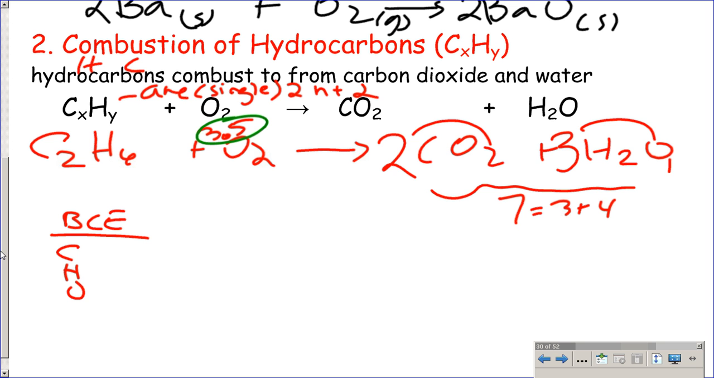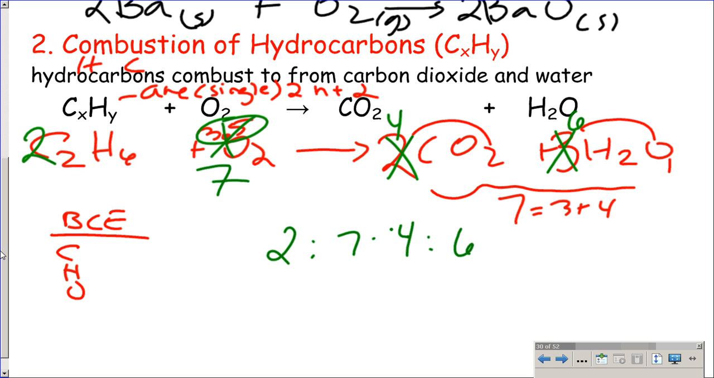If you multiply that one by 2, you multiply the whole shebang by 2. So this one is a 7. This one was a 1, now is a 2. This one was a 2, and now is a 4. And this one was a 3, but now is a 6. Okay, so the ratio is 2 to 7 to 4 to 6. So anytime you want to put a decimal, just do it, and then multiply everything by 2. So that's why combustions are a little bit more tricky. I always save the oxygens for last.